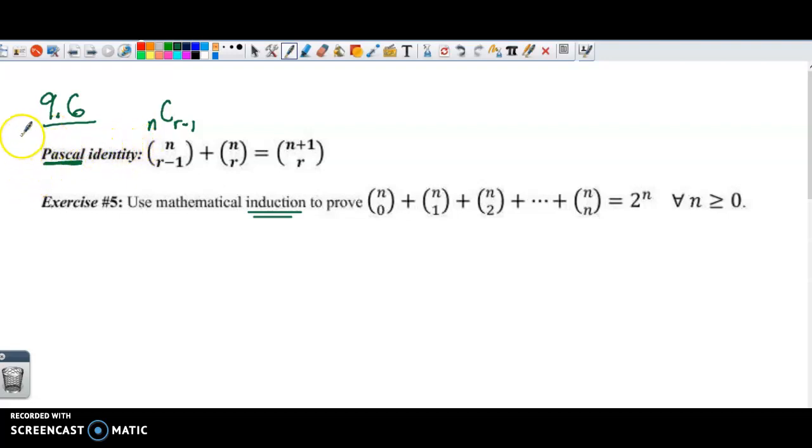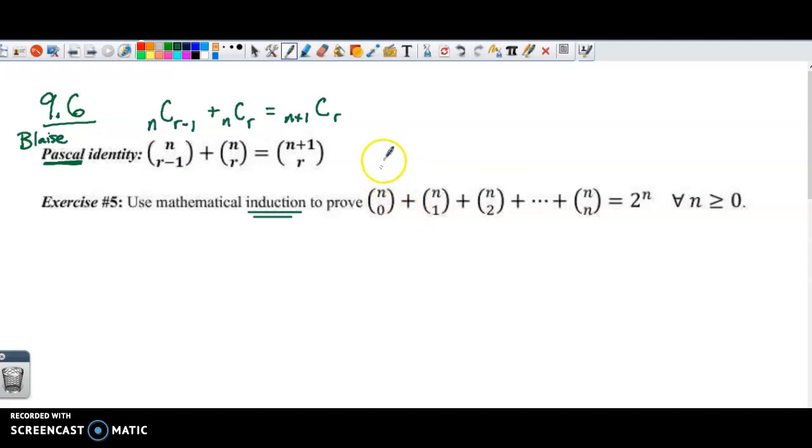It's named after Blaise Pascal, who came up with this. What he realized is that you can add combinations together and it'll equal the next term combination with that same r value. And this works for any value.